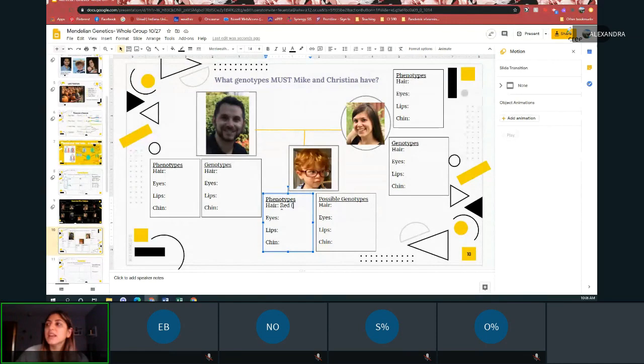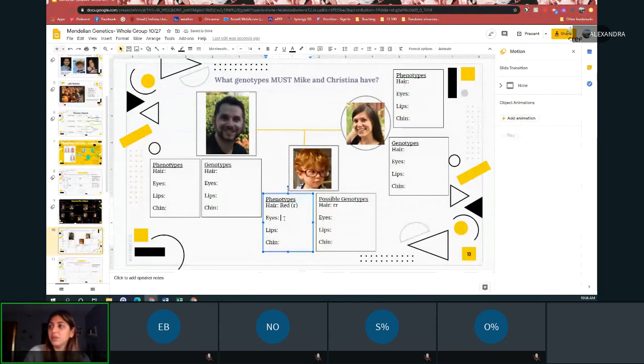Recessive. Good. So then if his hair is recessive, what is the only genotype he can have in order to have red hair? Good job, Emmett. Exactly. So remember, when you have recessive, you need to have two little alleles, two recessive alleles.